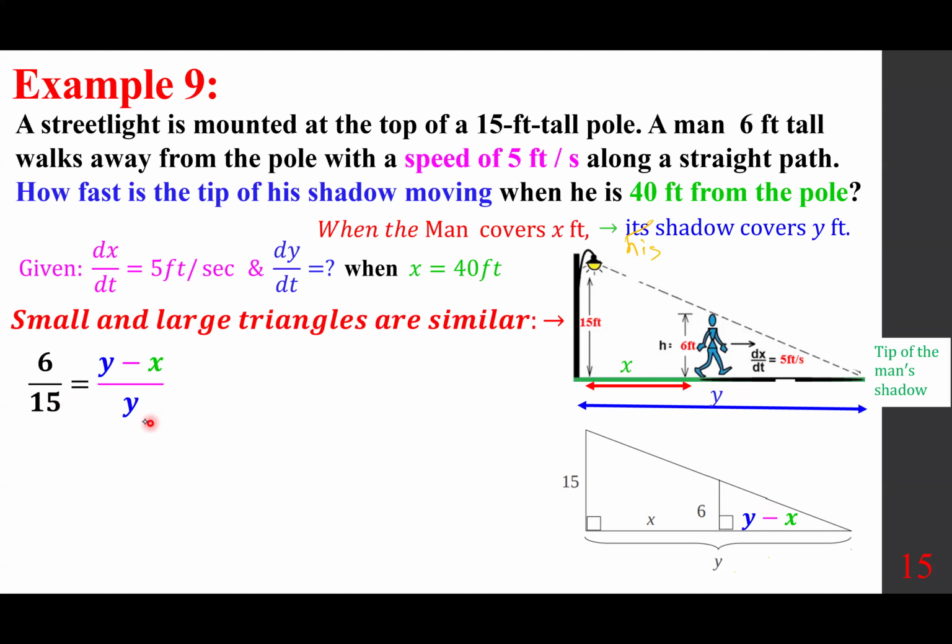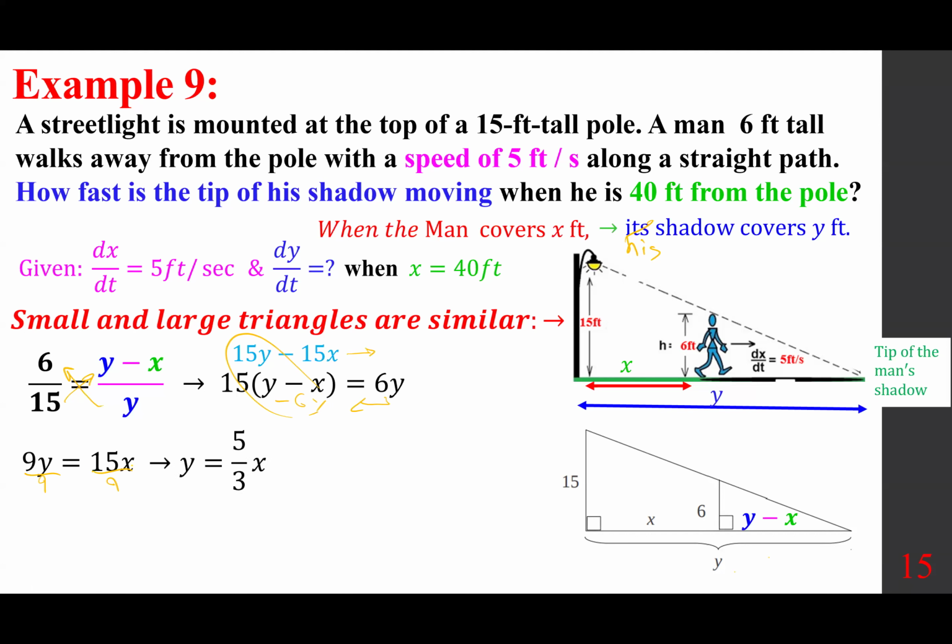And now to differentiate, first we are going to do the cross product. 15 times y minus x is 6 times y, which gives 15y minus 15x. We move this to the right, it becomes positive. This one to the left becomes negative. So we can combine into 9y equals 15x. Divide both sides by 9, y is 5/3 x.